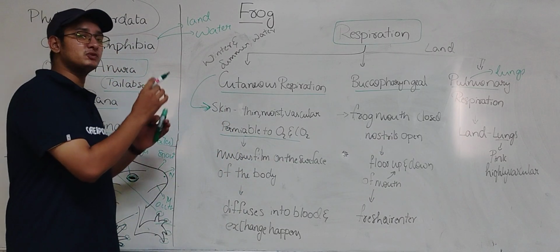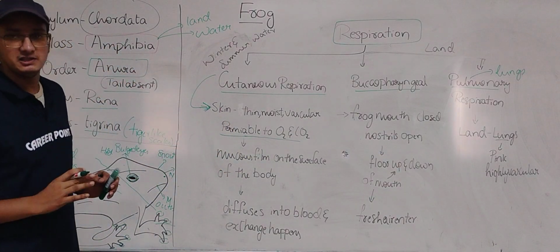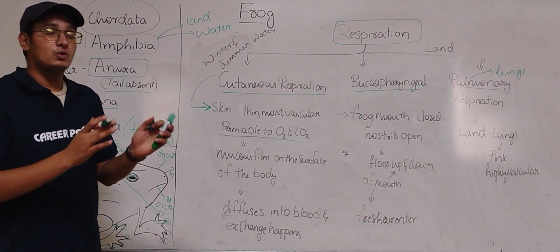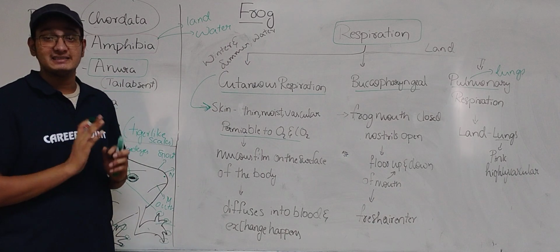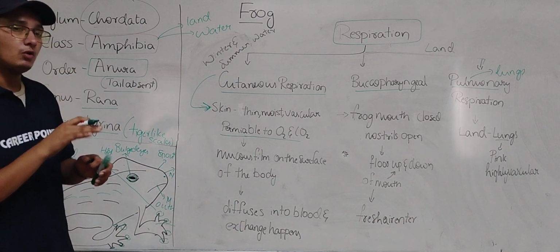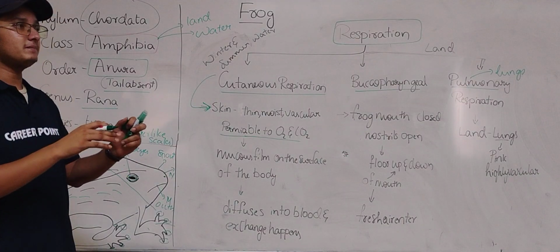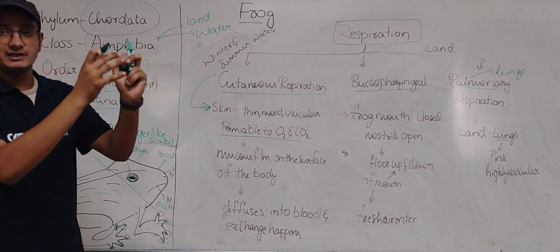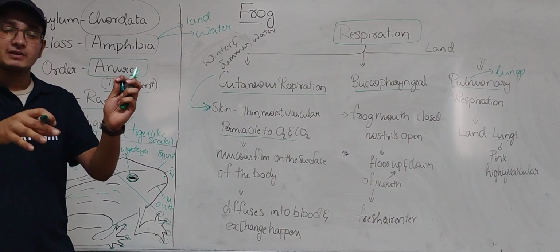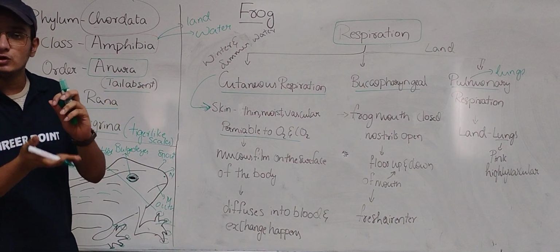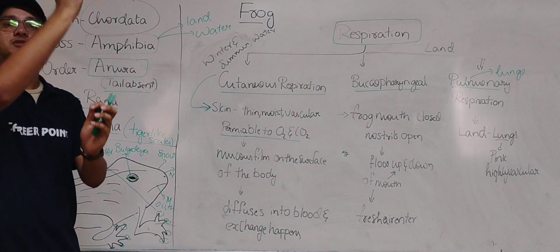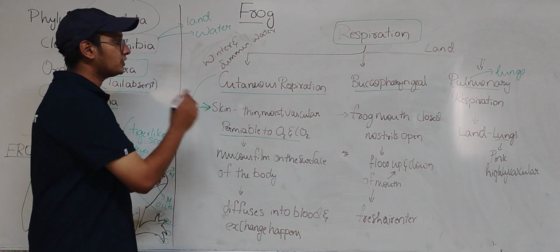Here the skin is very thin, moist and vascular in nature. It is permeable to O2 and CO2, so O2 can enter and CO2 can exit easily. And they have a mucus film on their surface, which binds with the oxygen when it comes into it and sends it to the blood capillaries present below the layer. And from blood capillaries, CO2 comes out and goes out. So this is what happens in cutaneous respiration.